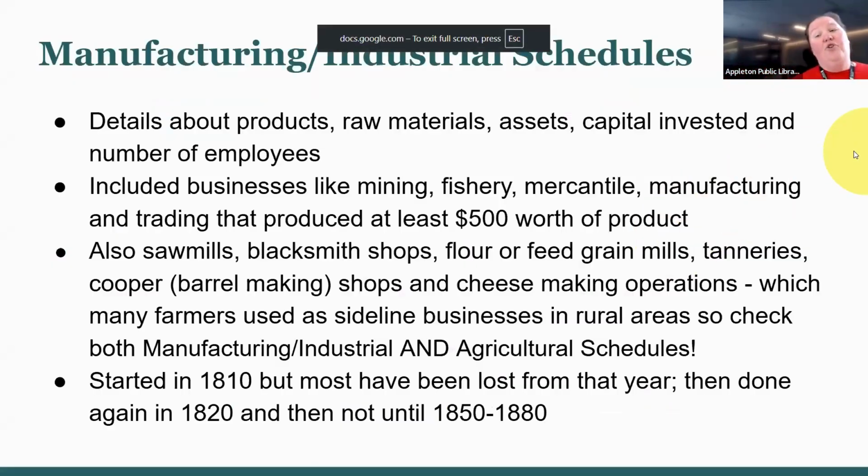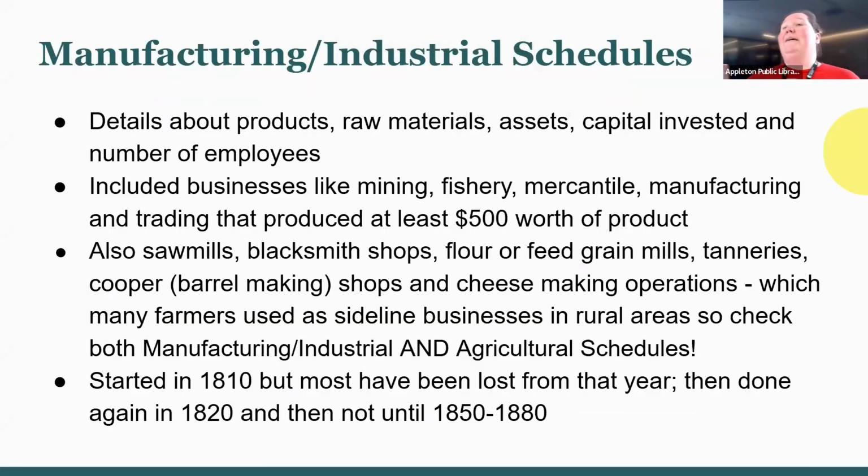There's also manufacturing or industrial schedules. So these are going to be details about products, raw materials, assets, capital invested, and the number of employees. So this included businesses like mining, fishery, mercantile, manufacturing, trading, anything that produced at least $500 worth of product. You're also going to find sawmills, blacksmith shops, flour or feed grain mills, tanneries, coopers, which are barrel makers, cheese making operations. So remember, sometimes our farmers also had side businesses in these rural areas where they were also a blacksmith, and they might have also been featured in this schedule as well.